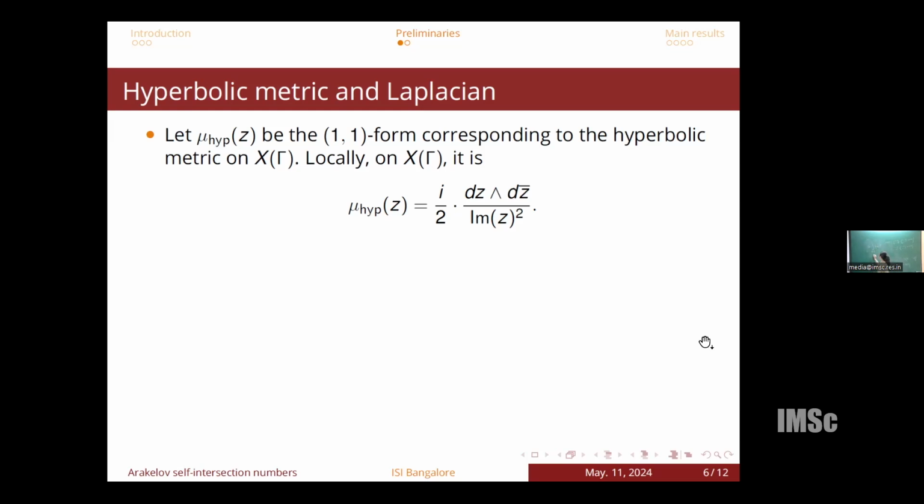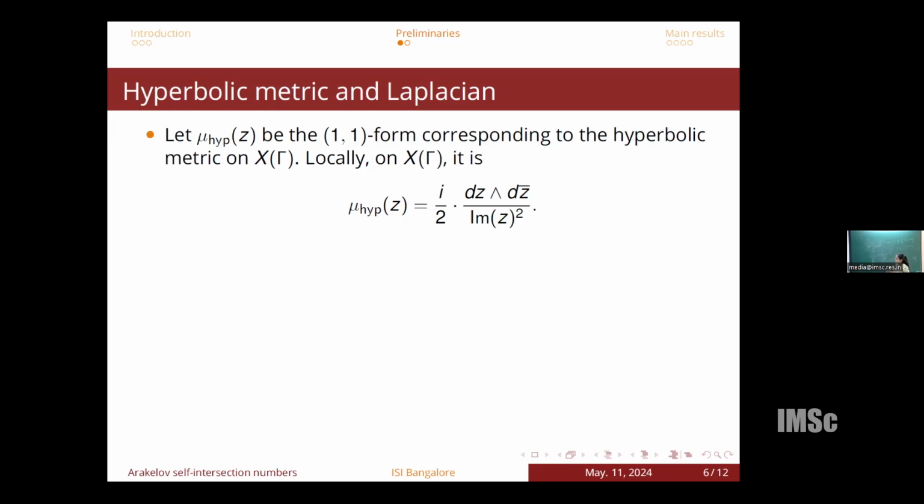over X(Gamma) for any congruence group. You integrate over the fundamental domain of Gamma, mu_hyp(z). This is exactly equal to the volume of PSL_2(Z), which is pi by 3, times the index of Gamma in PSL_2(Z). So this is always finite for a congruence subgroup, and we are interested in such subgroups where the volume is finite.